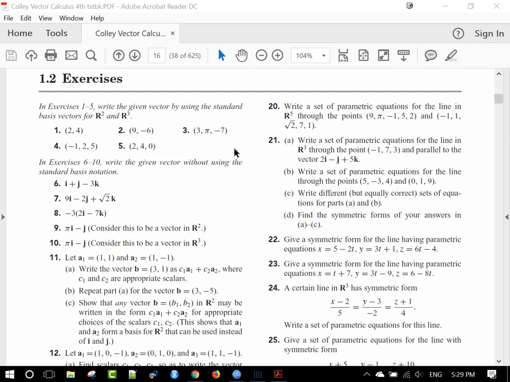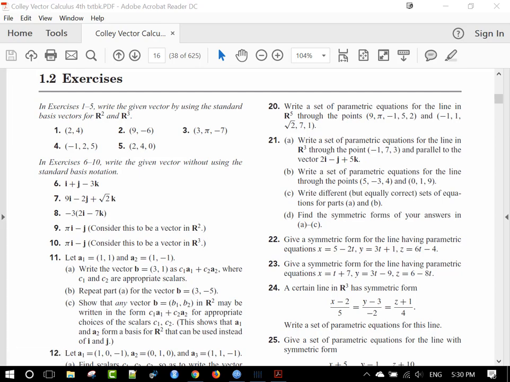So from linear algebra, we would say that we're writing b as a linear combination of a1 and a2, but anyway, just do it. Then here's do it for a different b. And then they say show that any vector, in other words, they're asking you to basically show that a1 and a2 form a basis, because they're saying show that any vector b in R2 can be written as a linear combination of a1 and a2.